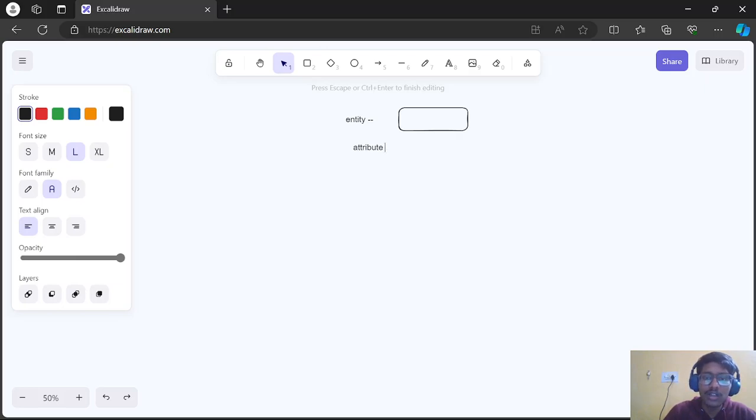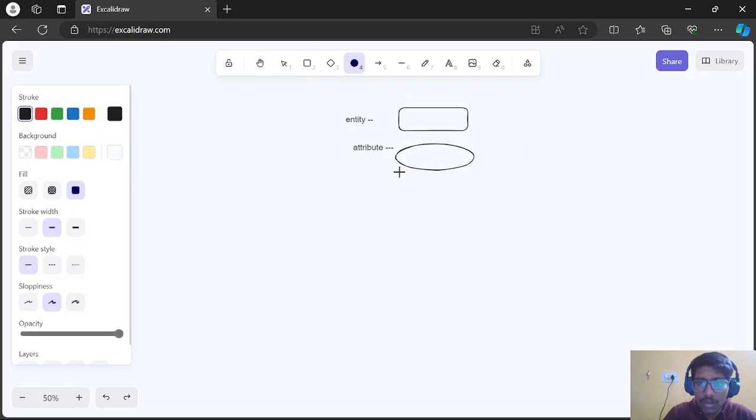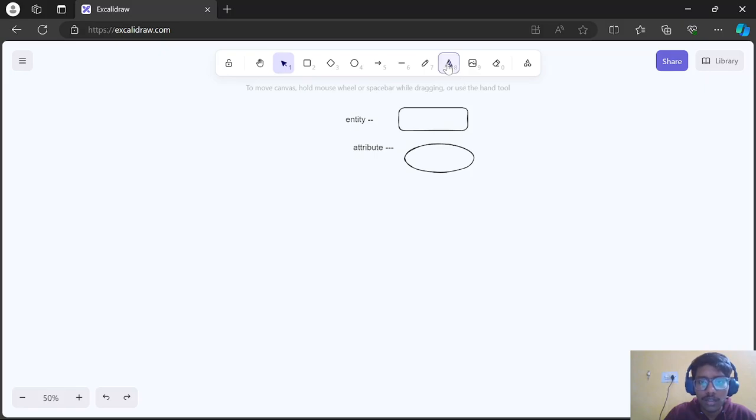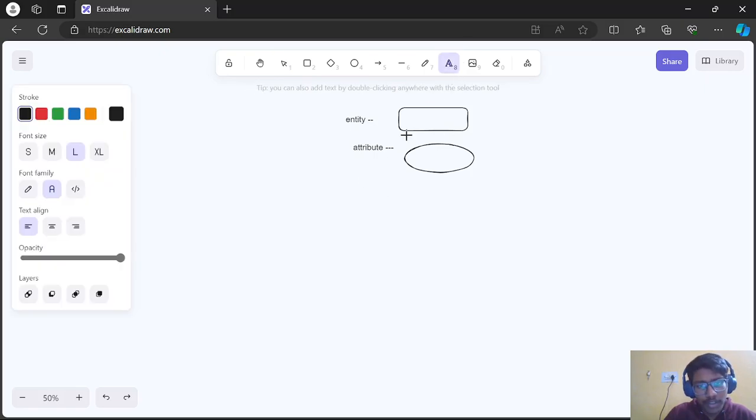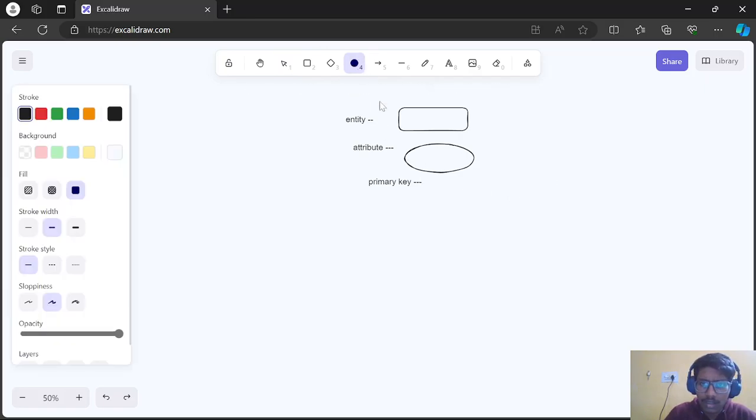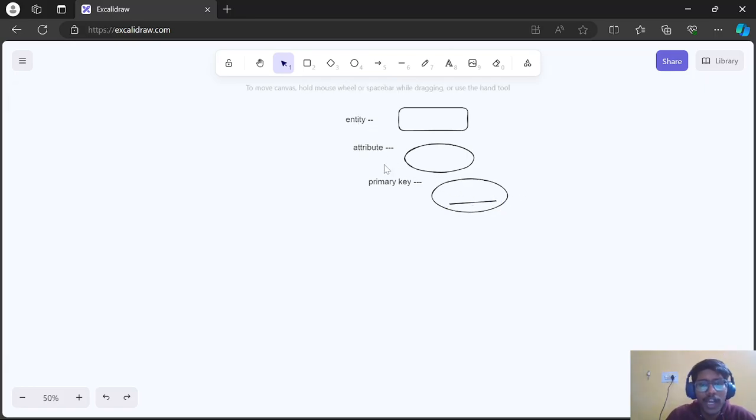Going on, an attribute is represented in an oval shape, a shape like this. That is how an attribute is represented. So how is the primary key represented? A primary key is represented the same as an attribute, but there's a catch. It has an underline. People may confuse an attribute for a primary key, but the difference is that the primary key has an underline under the name of the attribute, if that is the primary key of that certain entity.